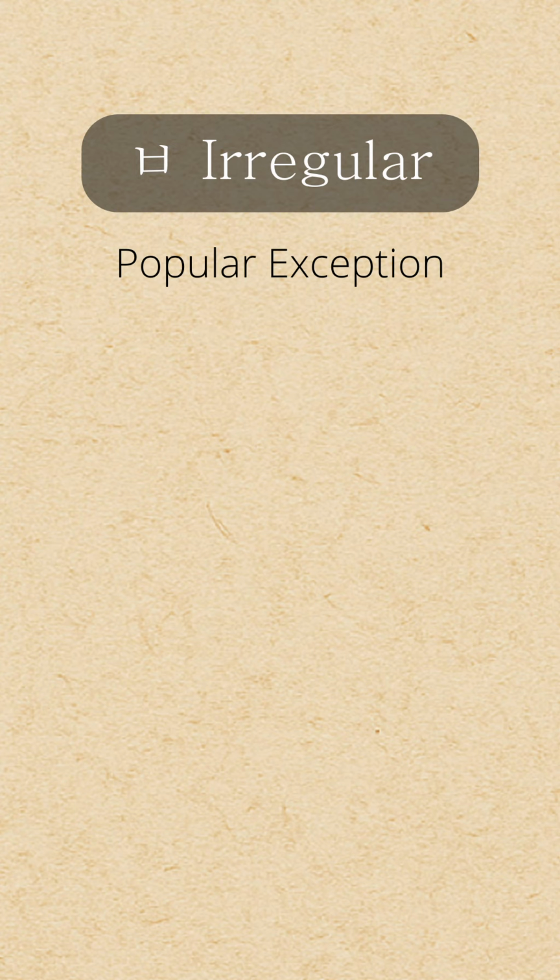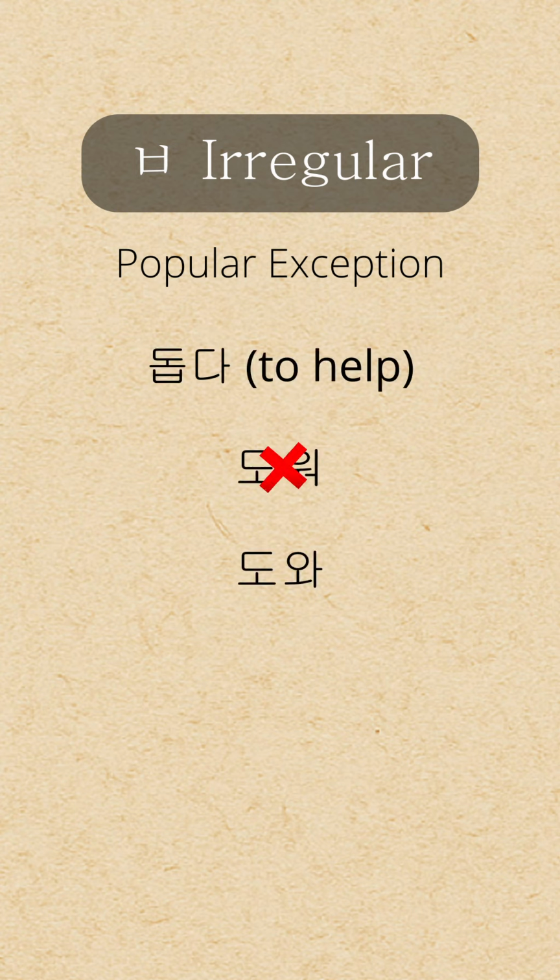One very popular exception to the ㅂ irregular is the word 돕다, because it does not change to 도워, but instead turns to 도와.